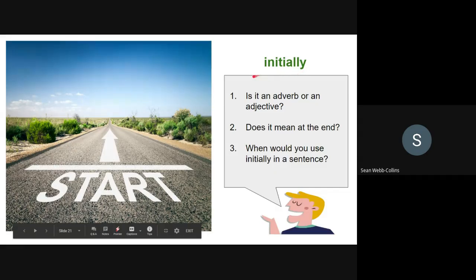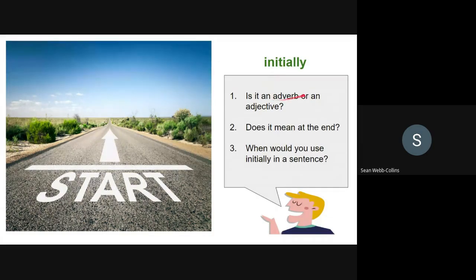Initially. And number one, is it an adverb or an adjective? Well, we can see at the end we have ly, and ly at the end of a word is generally an indication of what type of word? Right. It is usually an indication that a word is an adverb. Initially is an adverb.